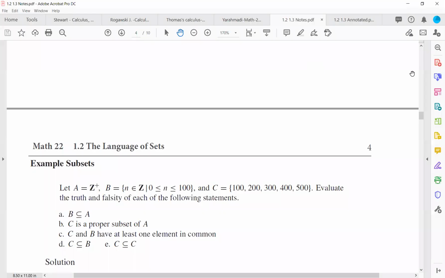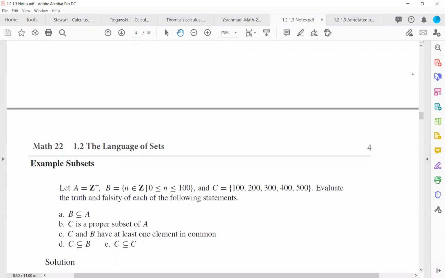Let us take a look at another example. Suppose A is the set of all positive integers, B is the set of all integers n such that n is in between 0 and 100 inclusive. C is all the counting values like 100, 200, 300, 400, and 500. The question says evaluate the truth or falsity of each of the following statements.